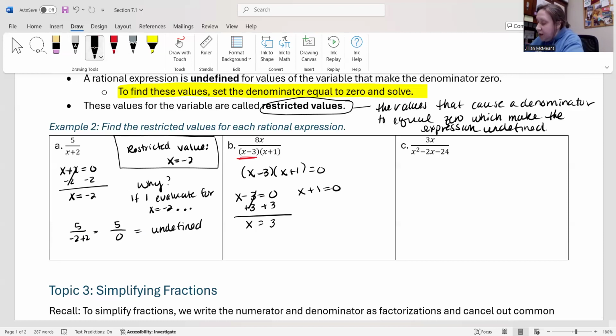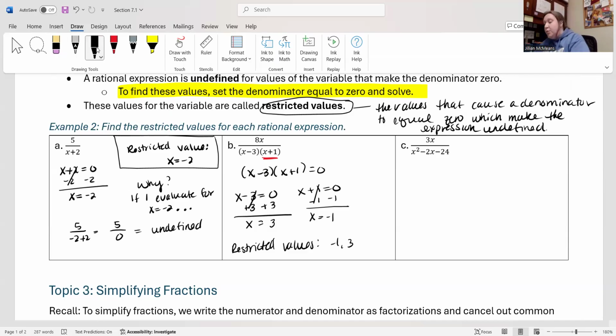We don't want that. Now, if I have x plus 1 equals 0, to get x alone, I subtract 1. Well, 1 minus 1 is 0, leaving me with just an x. So I get x equals -1. Well, this time, if I were to plug -1 in, right here, when I have x plus 1, I get -1 plus 1, which is 0. 0 times x minus 3 is 0. That would make this expression undefined. So the restricted values here would be -1 and 3.